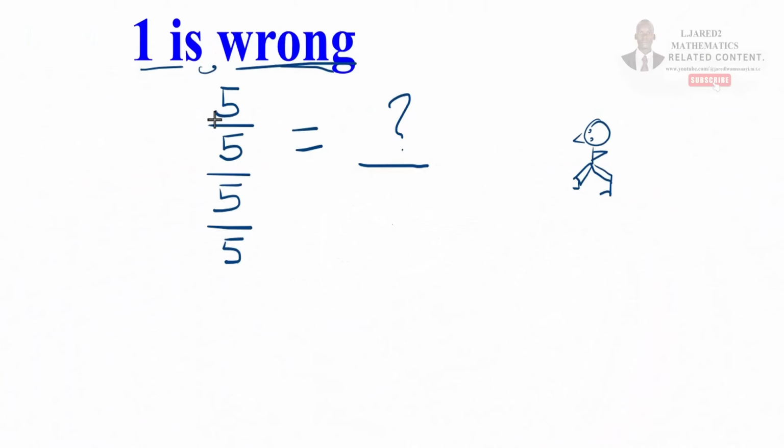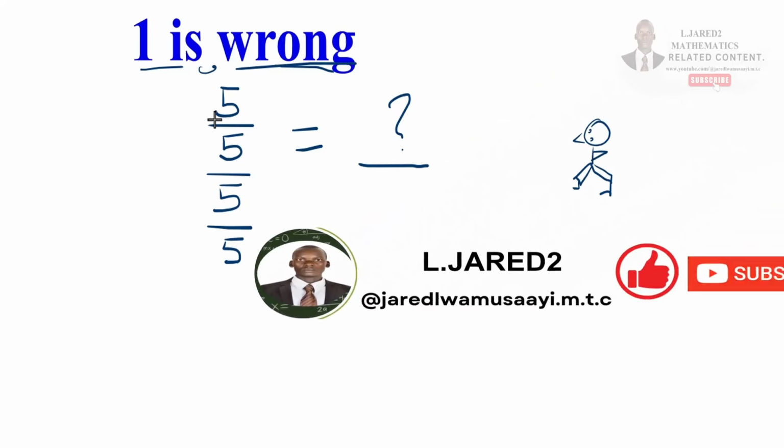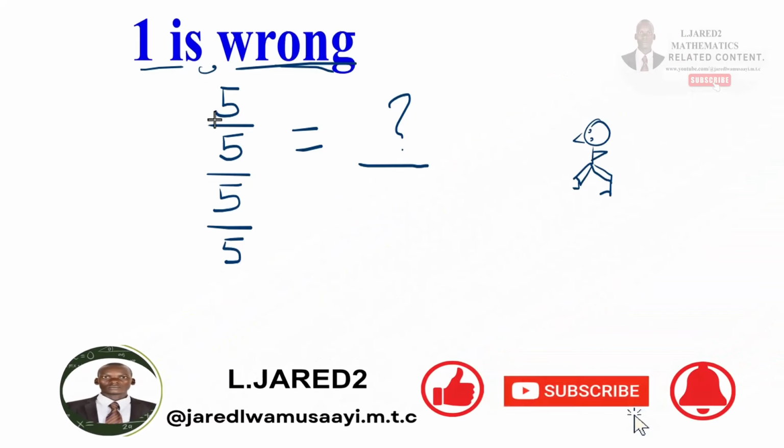You are most welcome to another trick, and we're saying that 1 is wrong. So if you're trying it out and you're getting 1, or as you look at it and you judge that the answer is 1, it is not yet 1. It's not correct. So 1 is not a correct answer. In other words, 1 is wrong.